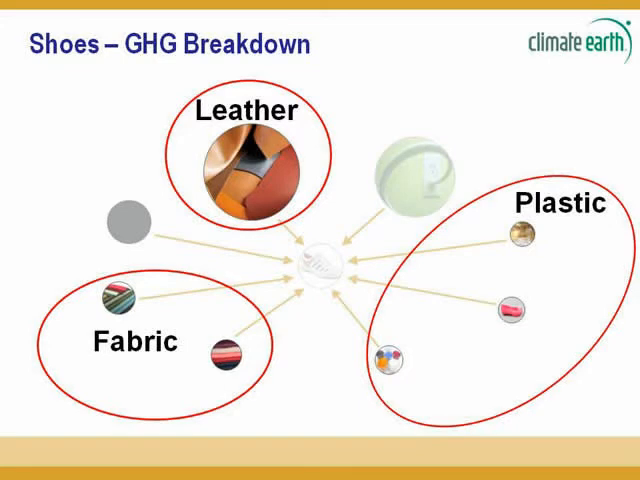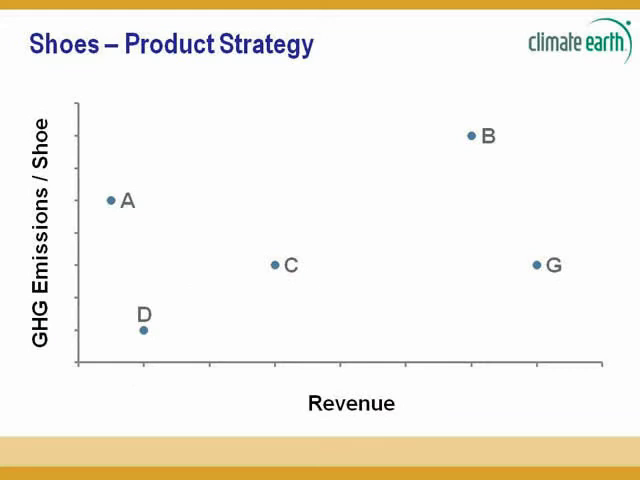Now let's imagine a fictional company that's making multiple different kinds of shoes. There's shoe A, there's shoe B, there's shoe G, and each of these shoes has a different amount of revenue that it's bringing into the company, and each shoe has a different greenhouse gas emissions per shoe. So now we've plotted them on a graph where we can see that, for example, shoe G has the highest revenue and it has a pretty good greenhouse gas emissions per shoe, but shoe B also has a great revenue but has a really high greenhouse gas emissions per shoe.